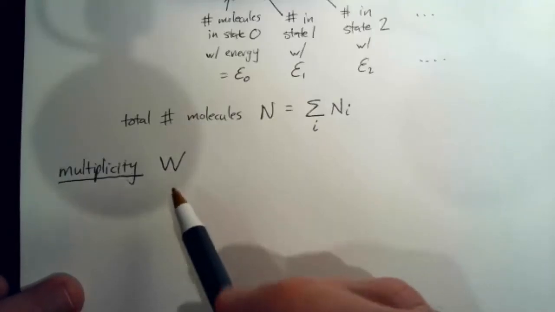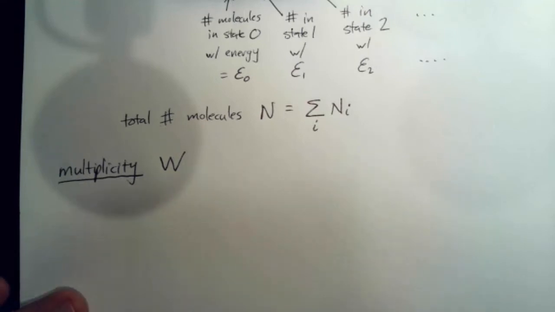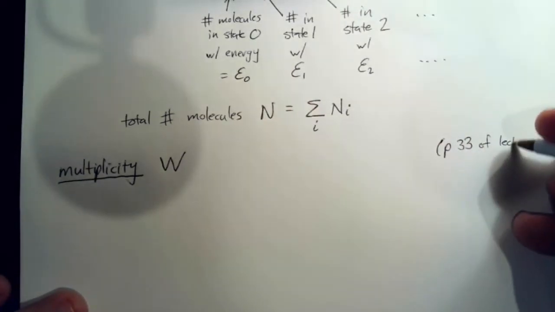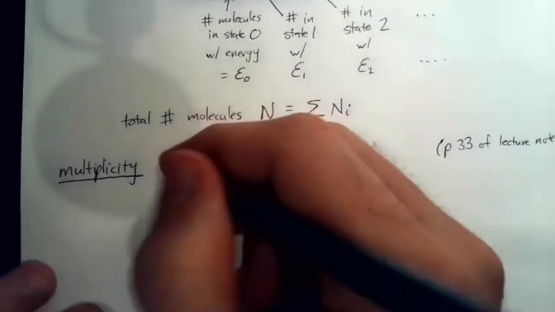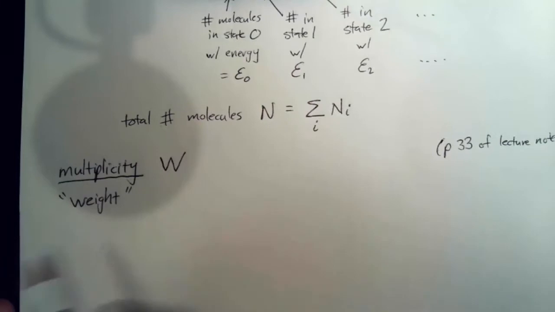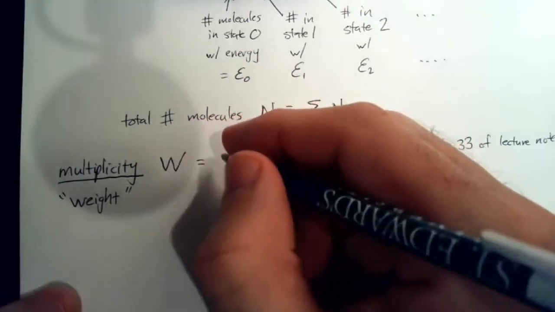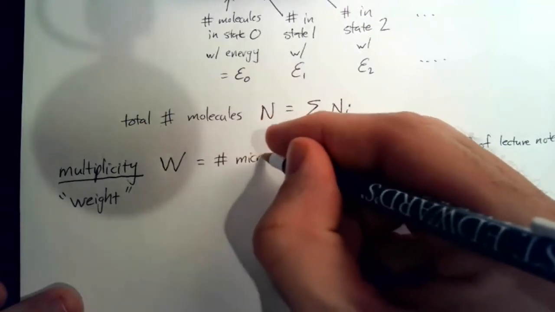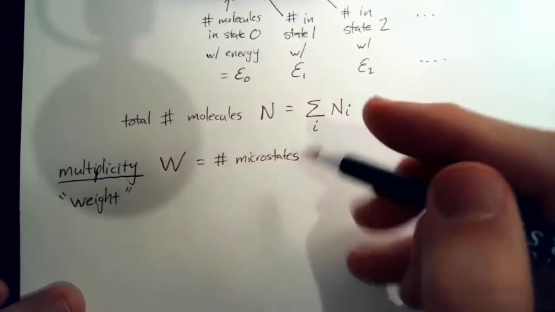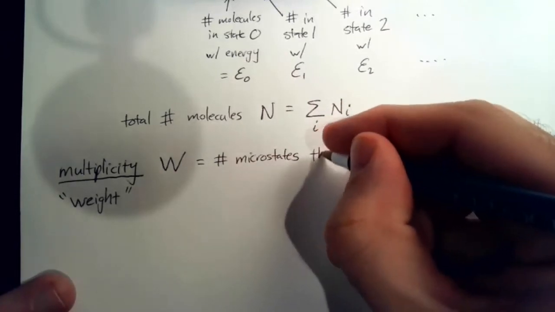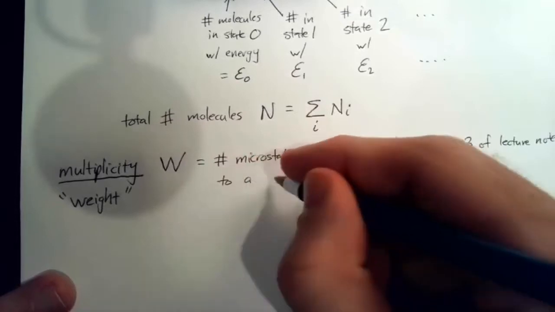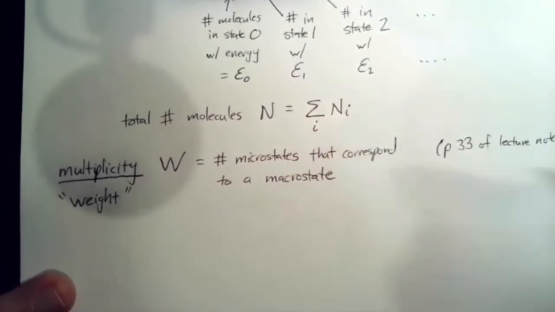Okay, the next term we need to define is multiplicity, which we saw back in section 3A. You can find that discussion on page 33 of these notes. But the multiplicity is, oh, and your book calls this the weight. I called it the multiplicity. The book calls it weight. And the multiplicity is equal to the number of microstates. So the number of ways you can arrange the microscopic configuration, that number of microstates that correspond to a macrostate, whatever macrostate we are asking about.